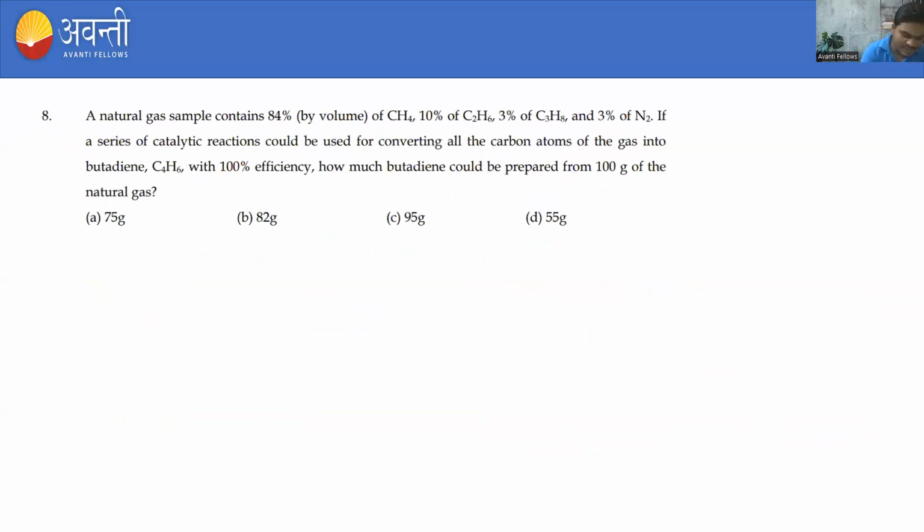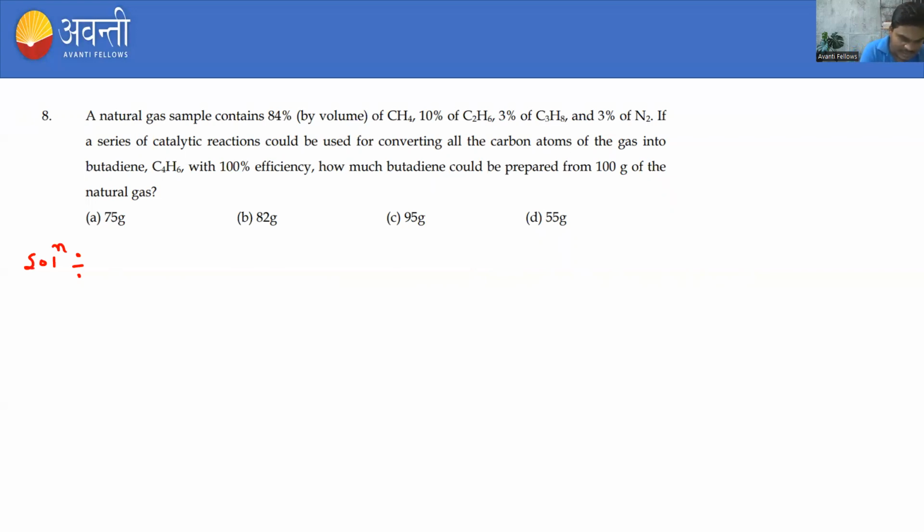Now, move to the next question, that is question number 18. In this question, what do we have to find? A natural gas sample contains 84% by volume of CH4, 10% C2H6, 3% of C3H8 and 3% of N2. If a series of catalytic reactions could be used for converting all the carbon atoms of the gas into butadiene C4H6 with 100% efficiency, how much butadiene could be prepared from 100 gram of the natural gas, right?